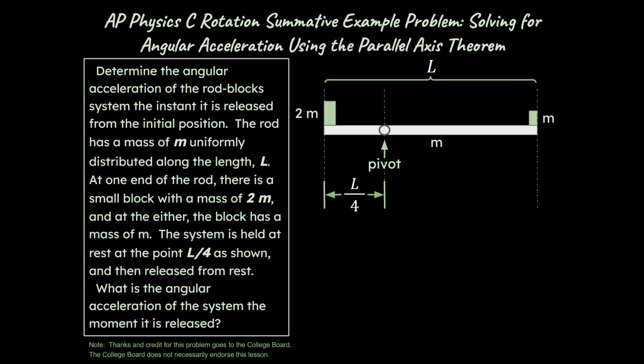So the problem says there's this rod and it's got a pivot point right here. Its length is L and it's being held in place initially. You've got a mass of 2m right here and a mass of 1m over here at the other end of the rod. It's released from rest, and the question is, what is the angular acceleration of the system the moment it is released? So how do we go about approaching this? Let's go ahead and get to it.